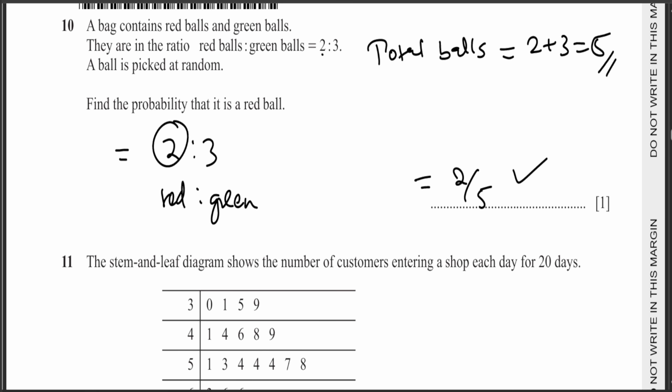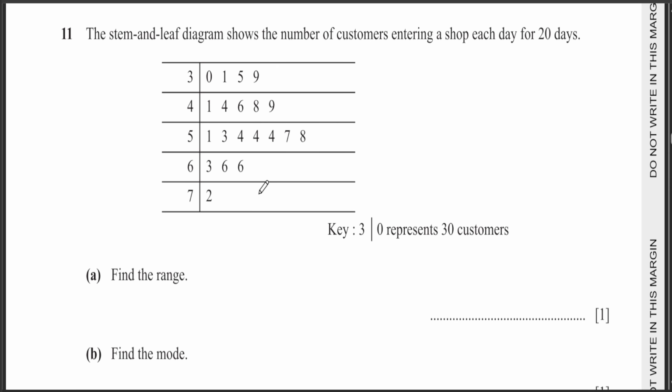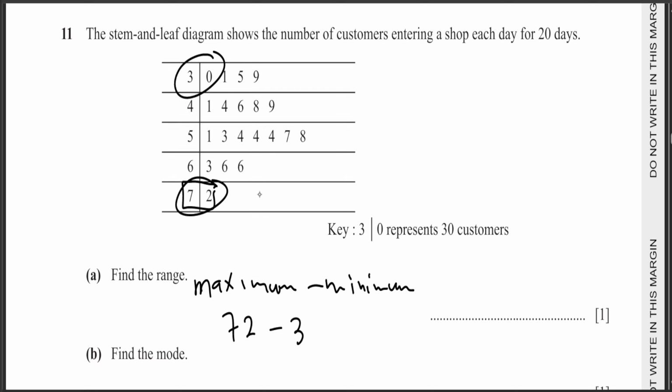The stem and leaf diagram shows the number of customers entering a shop each day for 20 days. So we have this one, the stem and leaf diagram. So 0 represents 30 customers. Find the range. The range is normally your highest minus your lowest, or your maximum minus the minimum number. If you look at it, the maximum is normally at the bottom, the minimum is normally at the top. So your minimum is 30, your maximum is 72. So 72 minus 30 is going to give you 42.